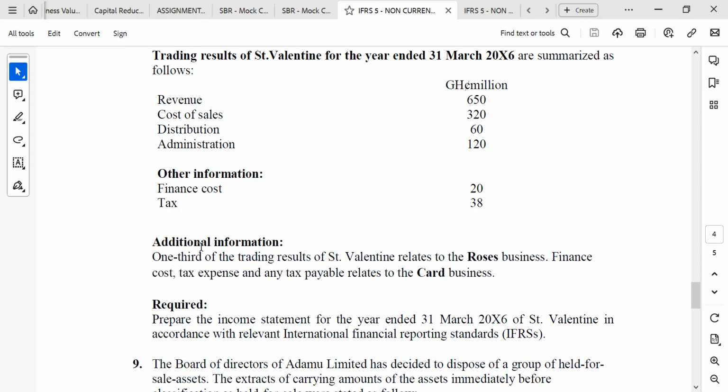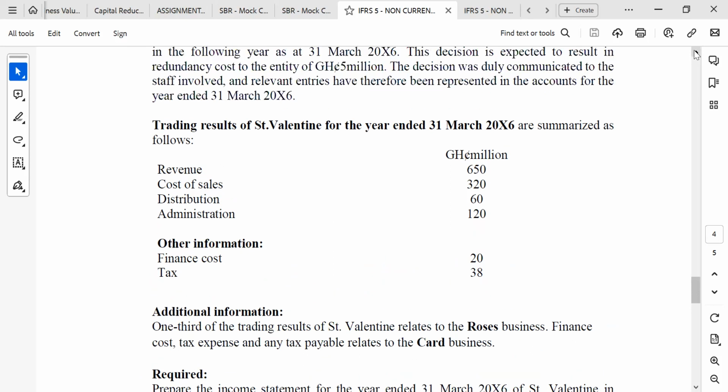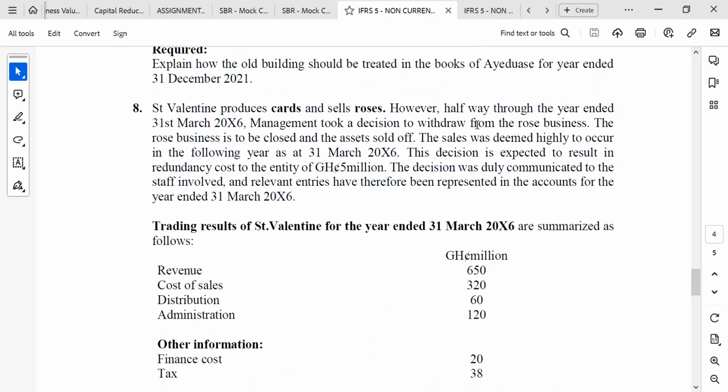All right. Thank you very much. So the question now is, when was the decision made? It was halfway through, isn't it? Halfway through the year ended 31st March, management took a decision to withdraw from the rose business. The rose business is to be closed and the assets sold off. So it means that halfway through the year, after 6 months of operations, they have decided to close down the business, and they will sell the assets. So that particular division has operated for only 6 months. Are we okay with that? Yes, they have operated for only 6 months.